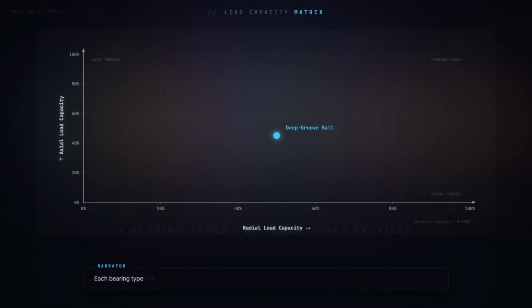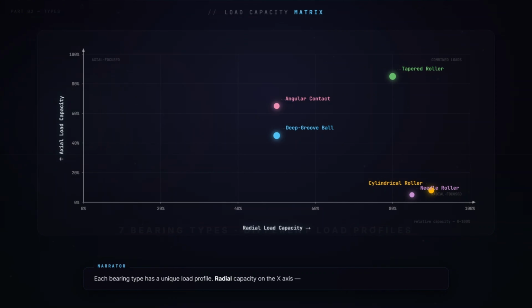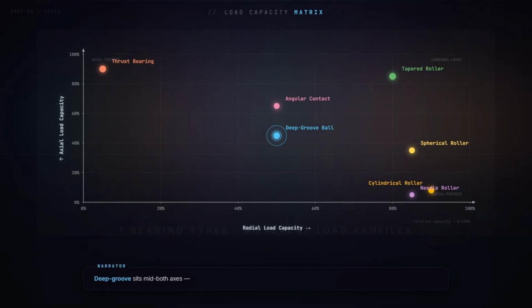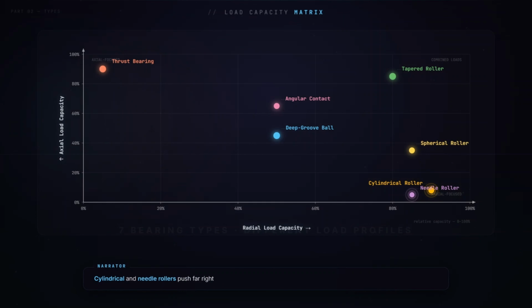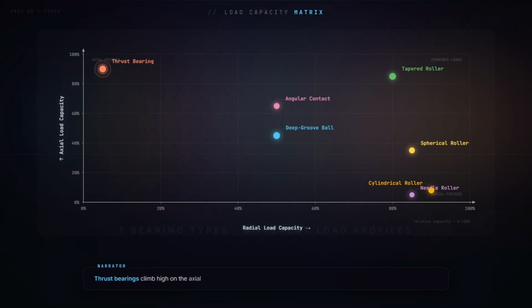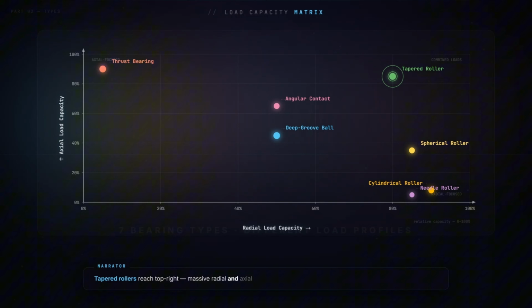Each bearing type has a unique load profile. Radial capacity on the x-axis, axial on the y. Deep groove sits mid both axes, the balanced all-rounder. Cylindrical and needle rollers push far right, radial load specialists. Thrust bearings climb high on the axial axis, pure thrust power. Tapered rollers reach top right, massive radial and axial capacity.